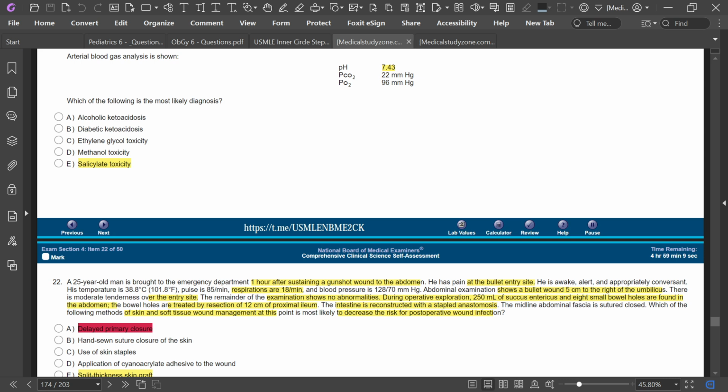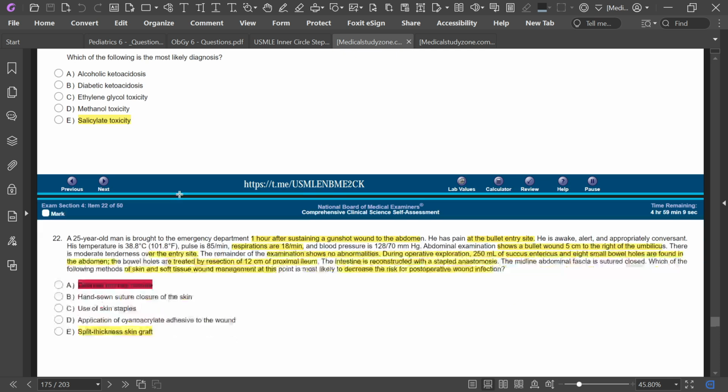So salicylate respiration, what does it mean? I don't know what it means. Deeper, more rapid breathing. Okay, yeah. So rapid breathing, so we are throwing off the carbon dioxide. Okay, makes sense.